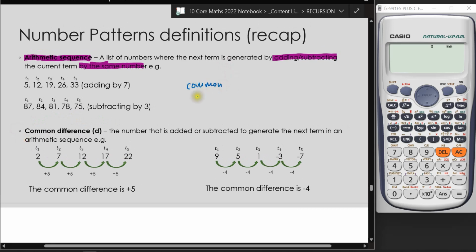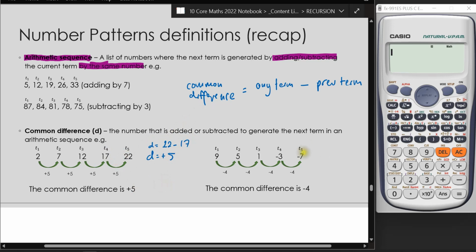So you can write this in your notes if you like. The common difference is equal to any term minus the one before it, so the previous term. For example, in this example, I could go T5 take away the one before it, which is T4, so 17. So 22 take away 17 is equal to positive 5. So the common difference is positive 5.